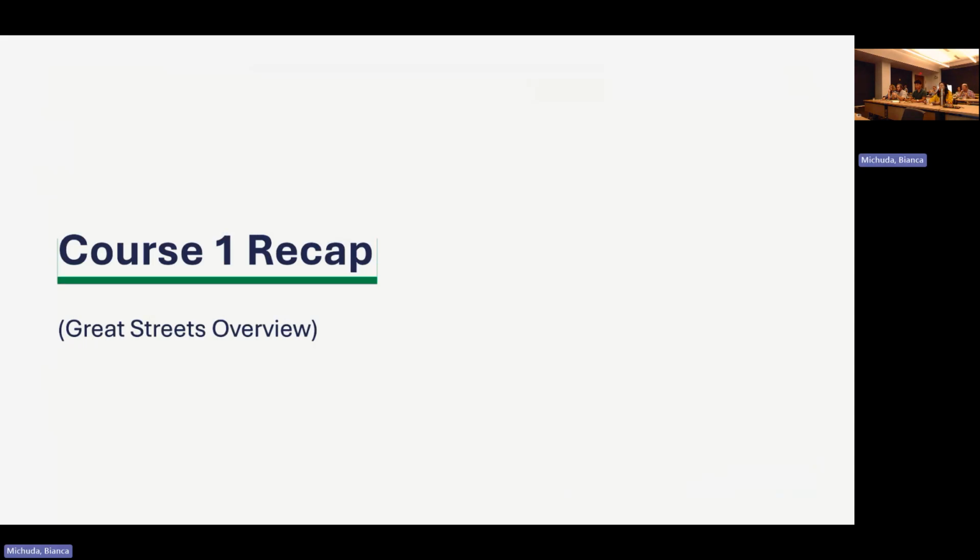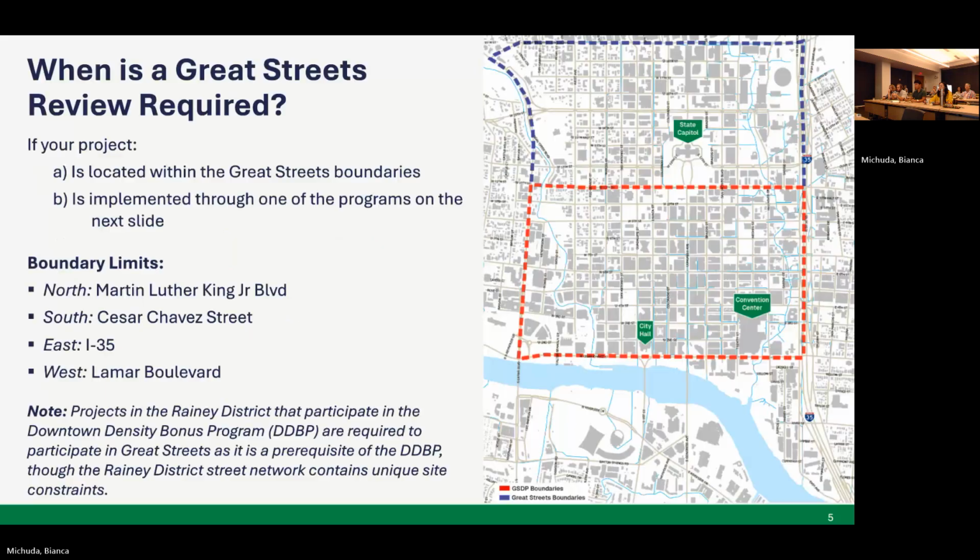Next I'm going to go over a recap of this first course, the Great Streets overview. Two weeks ago, what we talked about was what is on this map. On this map, what it is showing is two things. One is the Great Streets plan that I spoke of, which goes all the way to MLK. North on this map is downtown Austin. These are the boundaries of the Great Streets plan, as well as 35 all the way to Lamar. And so that is what we're talking about as far as the Great Streets boundaries.